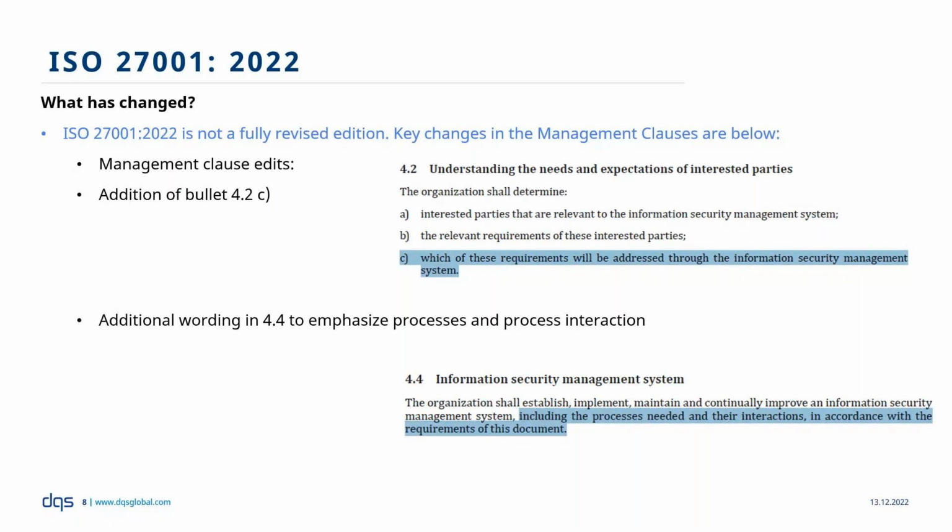In 4.2, there is a new subbullet C that ties the identification of interested parties to ISMS. When you identify the list of interested parties, don't just note them, but also show the connection to ISMS. In 4.4, there is additional wording to emphasize the process interactions. This is especially important for multi-site certificates to demonstrate how the ISMS is distributed across various locations.